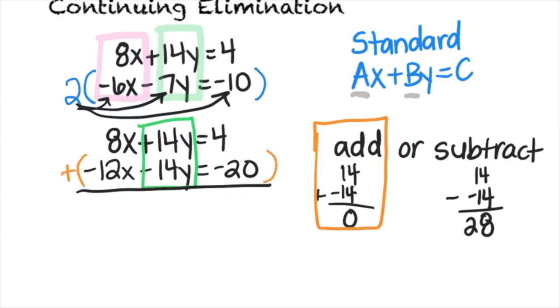So right here, we're going to add this example. And we're going to add each column. So our 8 plus negative 12 is going to give me negative 4x.